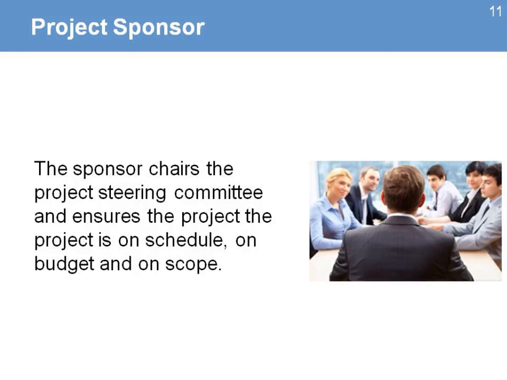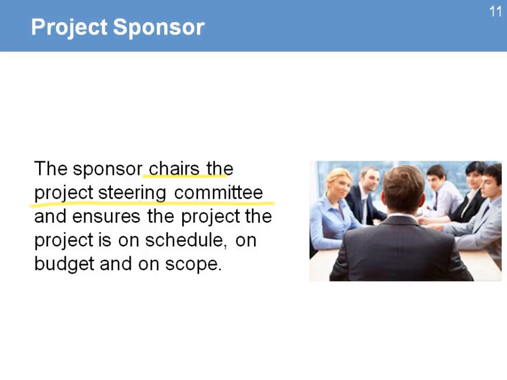One of the other roles of the project sponsor is to chair the steering committee, and he makes sure that the project is on schedule, budget and scope. So in those meetings with the project team, the project manager, and other key stakeholders, the steering committee, the idea is that he is not only chairing, but making sure that the project is achieving its goals. So he will not only support it and be an advocate, but he'll also have a role of monitoring.